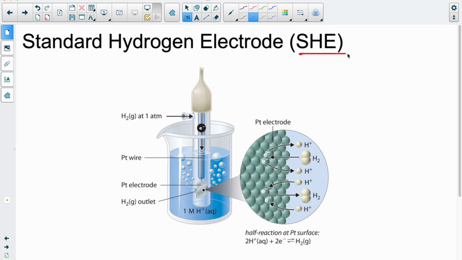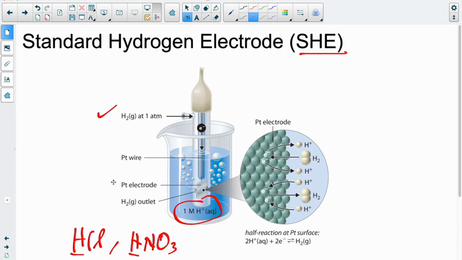Now, the standard hydrogen electrode, the acronym is SHE, is an electrode that basically contains hydrogen that is dipped in a solution of a strong monoprotic acid, and the concentration of the solution is 1 molar. Strong monoprotic acid would be HCl, HNO3. Monoprotic meaning that they have a single proton, and there is also a platinum electrode. So typically you'll be asked, what are the 3 components of this standard hydrogen electrode?